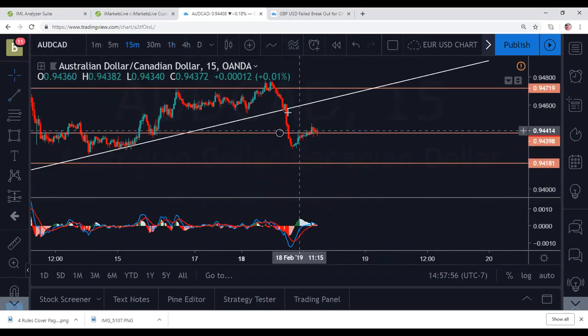Now, when you enter, you basically would take profit at this zone here. Your next take profit would be at this next zone here, or you can take profit wherever you want, whatever, you know, makes you comfortable, that's what you can do.